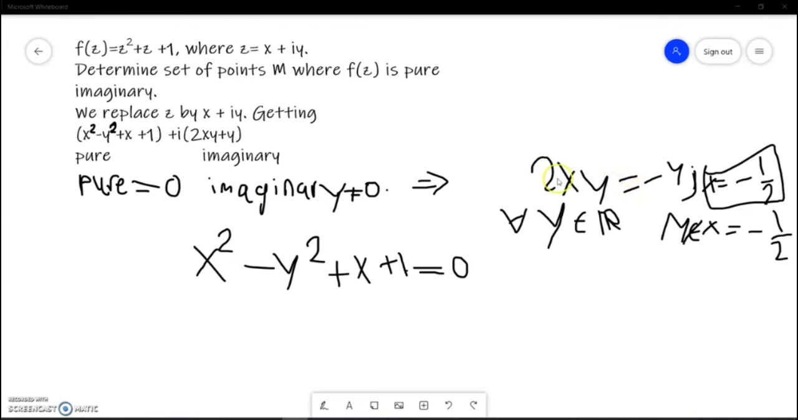So, 2xy equal to negative y, x equal to negative half, and for every y belongs to R. What does that mean? Meaning if x is negative half, this expression 2xy plus y would be 0 no matter what y is. And here we have M does not belong to x equal to negative half.